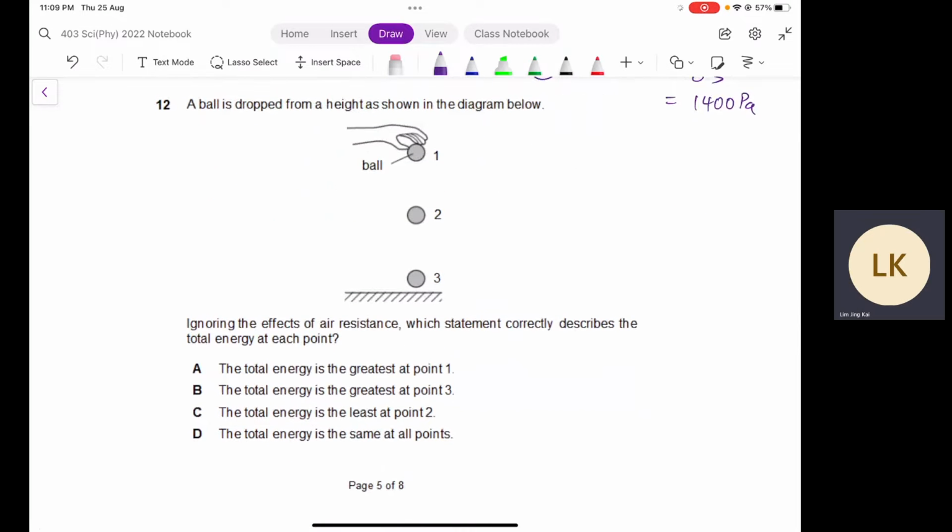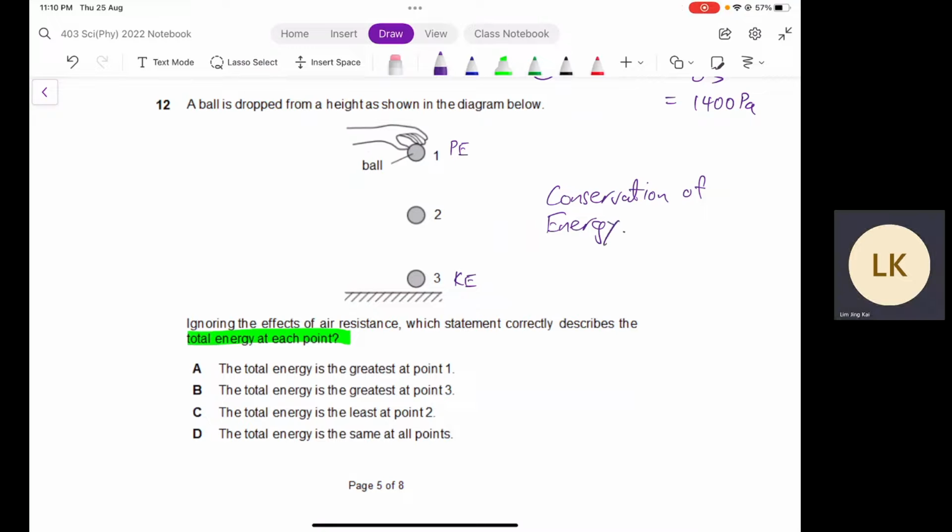Question 12. A ball is dropped from a height as shown. Ignoring the effects of air resistance, state which statement correctly describes the total energy at each point. Oh, be very careful. They ask for the total energy at each point. And if you know your things very well, at the start we have potential energy, at the end we have kinetic energy. And we are also compelled to use the conservation of energy.